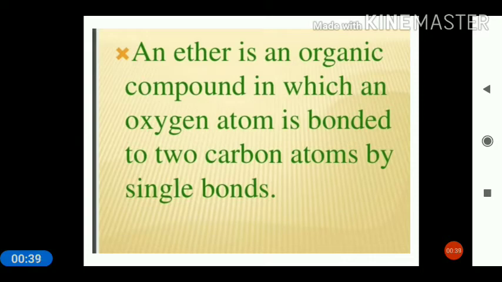An ether is an organic compound in which an oxygen atom is bonded to two carbon atoms by single bonds. Bonded with two carbon atoms means that on both sides of the oxygen, alkyl groups or aryl groups are present.